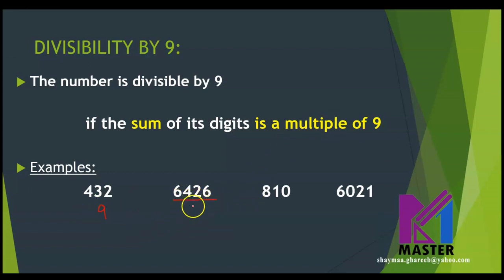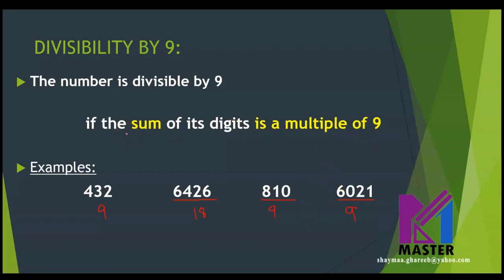What about the sum here? The sum here is 18. Is 18 a multiple of 9? Yes. Then 6,426 is a multiple of 9 or divisible by 9. 810. 8 plus 1 equals 9. Then 810 is divisible by 9 or a multiple of 9. 6021, the sum here is 9 as well. Then the number is divisible by 9 or a multiple of 9.